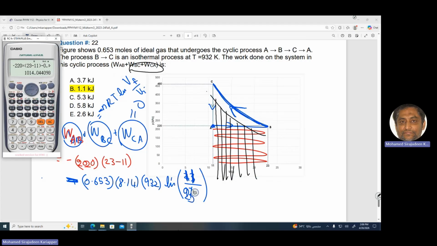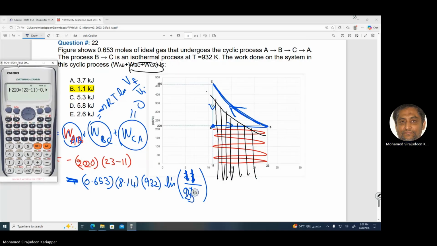1014. To two significant digits, it will be 1.1 times 10 to the power 3, which is 1.1 kilojoule. Oh, I'm not getting that. It's 1.0, right? Not 1.1. What is the mistake I made? Did I make any mistake? It's 460.